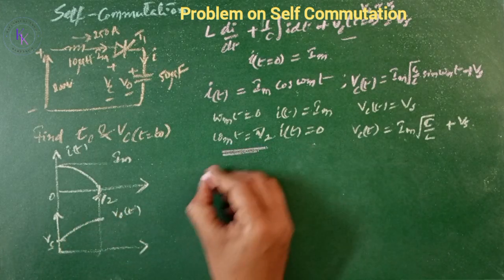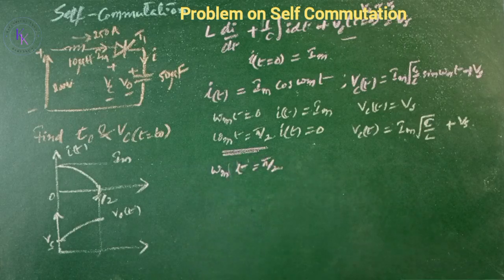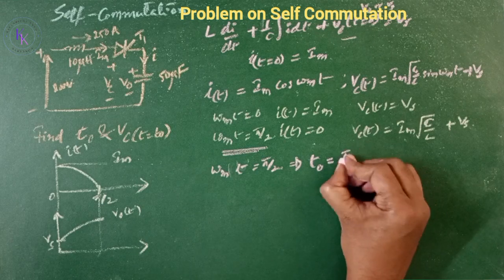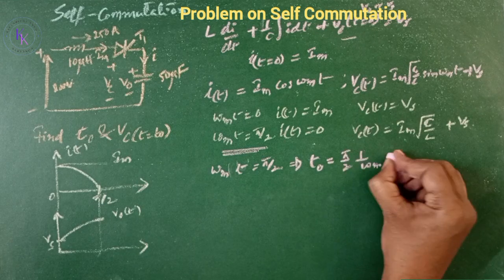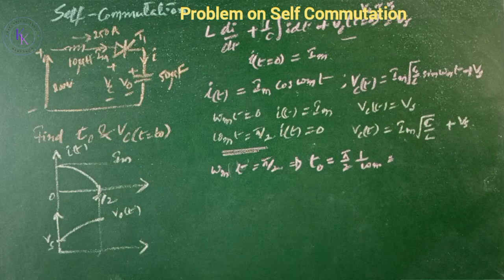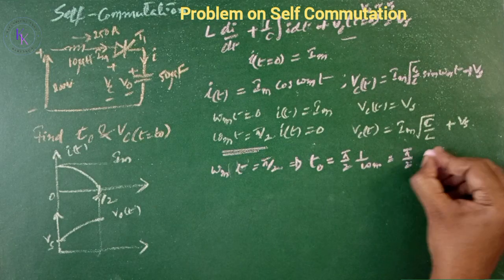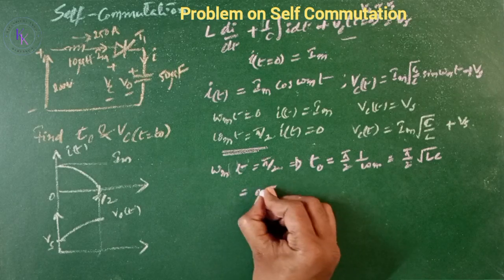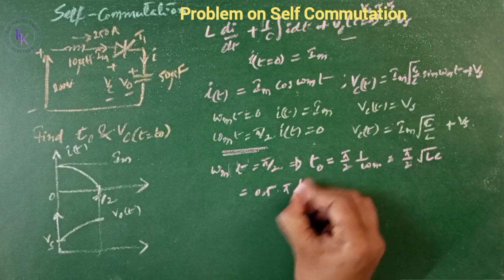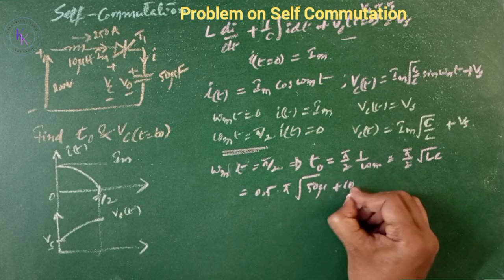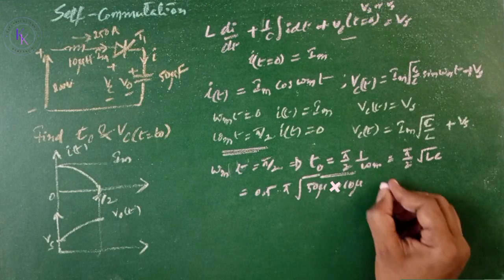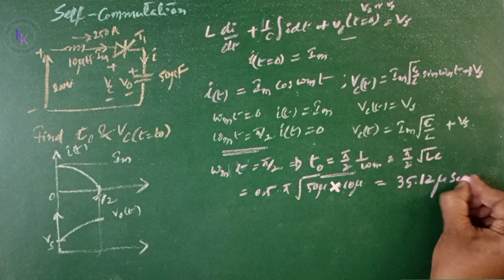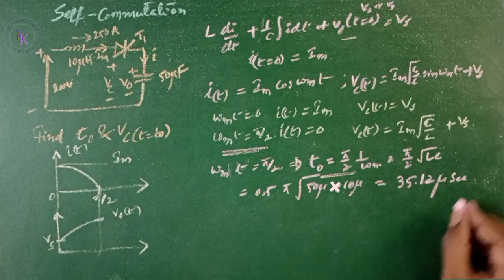This is our conduction time: when omega m t equals pi by 2, the conduction time t naught equals pi by 2 divided by omega m. Omega m is nothing but 1 by root LC, so t naught is pi by 2 times root LC. Now substituting the values, that is 0.5 pi root of 50 micro times 10 micro, if you calculate this, we get 35.12 microseconds. This is our conduction time t naught.